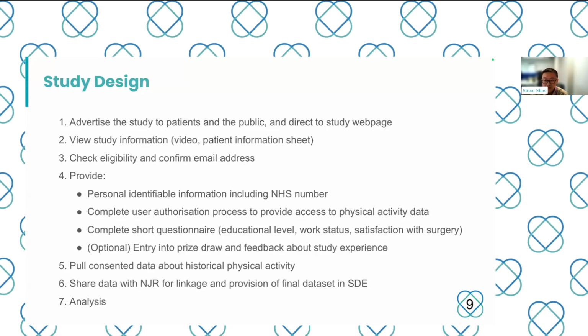advertising the study to patients and the public, directing them to the study webpage, viewing study information, checking eligibility, and confirming their email address. Participants will provide personal identifiable information, complete a user consent process for accessing physical activity data, fill out a short questionnaire, and optionally enter a prize draw and provide feedback about their study experience. We will then pull the consented data about historical physical activity, share it with NGR for linkage, and provide the final dataset for analysis.